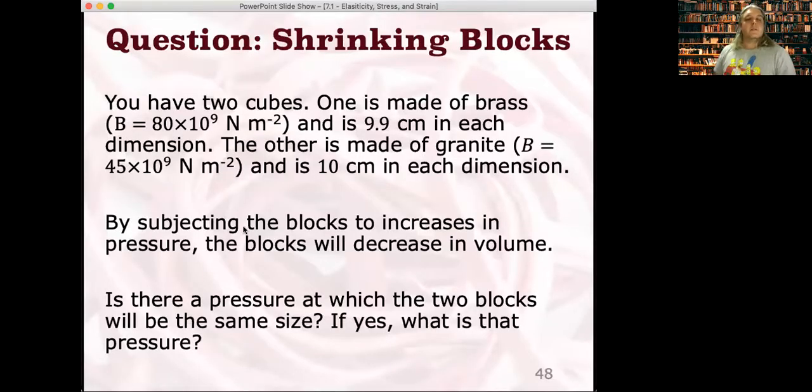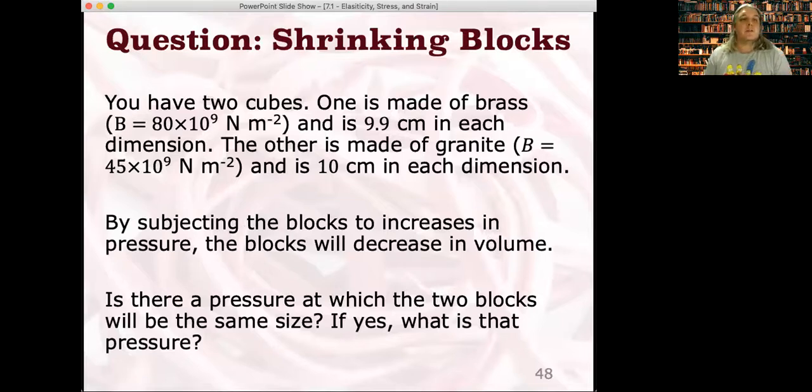This last question is about two blocks, two cubes. One is made of brass, one is made of granite. The brass block is 9.9 centimeters cubed, and the granite block is 10 centimeters cubed. So it's very slightly different, right? Slightly bigger, a millimeter bigger in each dimension.